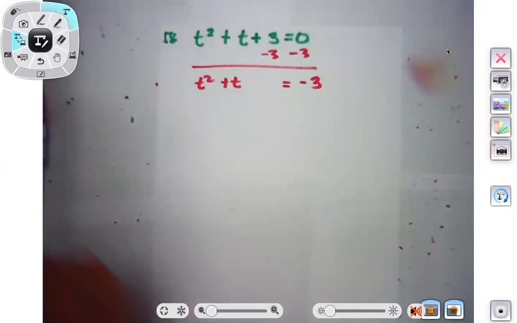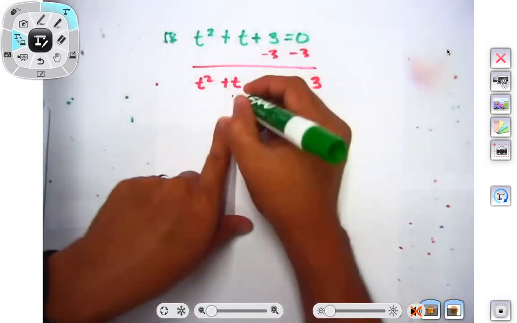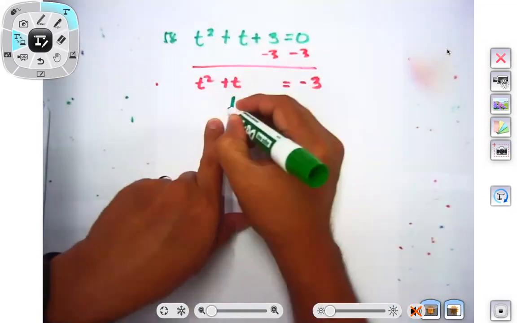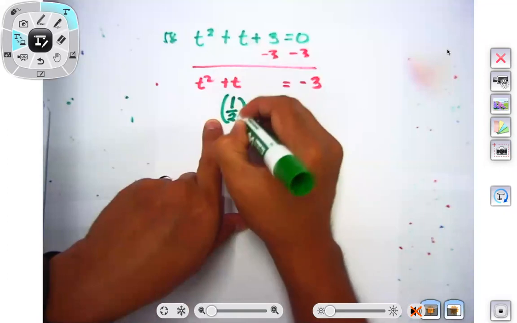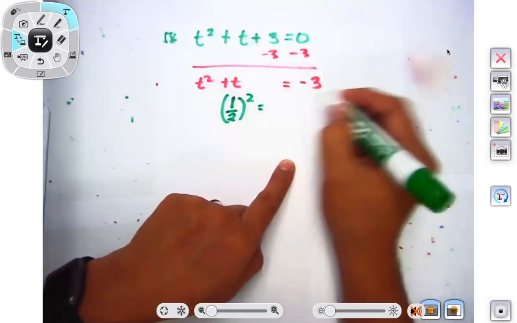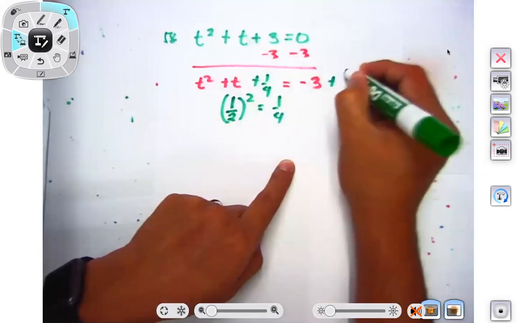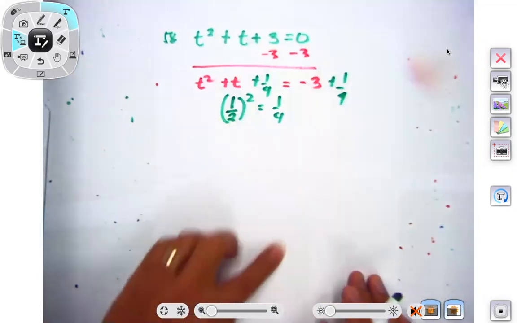Let's take half of the middle coefficient. What's the coefficient here? 1. Take half of it, square it. All right. That's 1/4. So plus 1/4, plus 1/4.